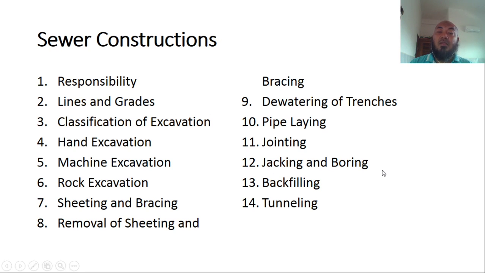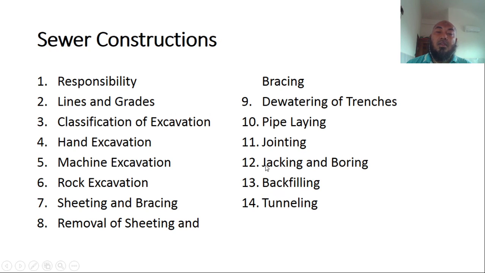And then we have jacking and boring. Jacking and boring is used when we encounter, for example, a pipe that passes through a highway, a river, or any particular place where we cannot make an excavation or where trenchless construction is required. So we need to do jacking and boring.